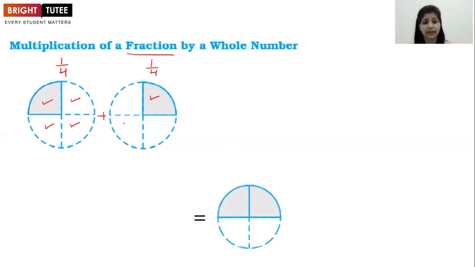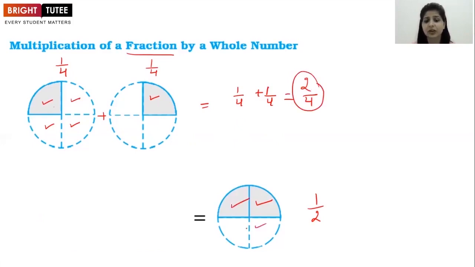If you combine this figure and this figure, you are going to get this figure. So what will we get? Half of it. Half portion out of the complete circle is shaded. Can I say that it is 1 by 4 plus 1 by 4? When the denominators are same, I get it as 2 upon 4. That means 2 parts out of the 4 parts are shaded, which is nothing but 1 upon 2.